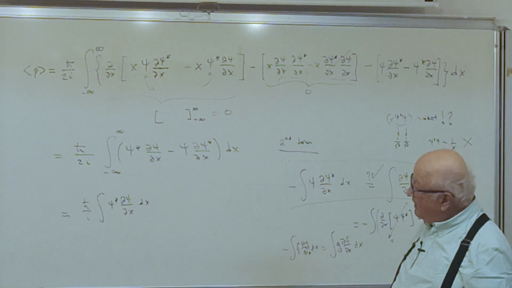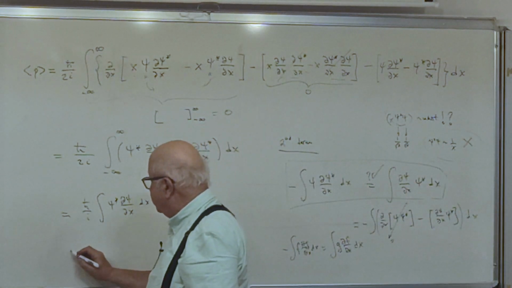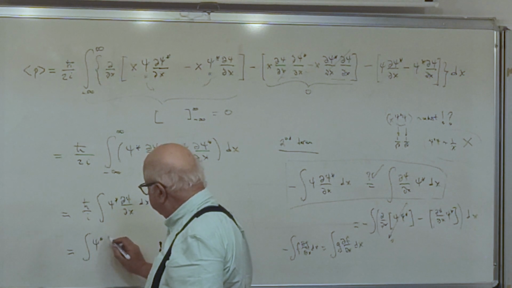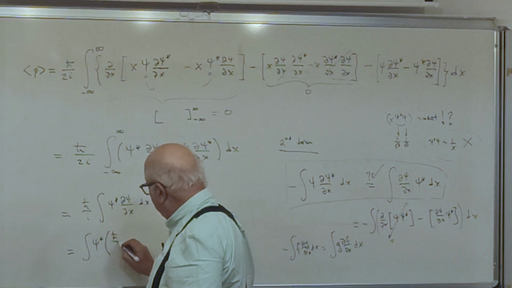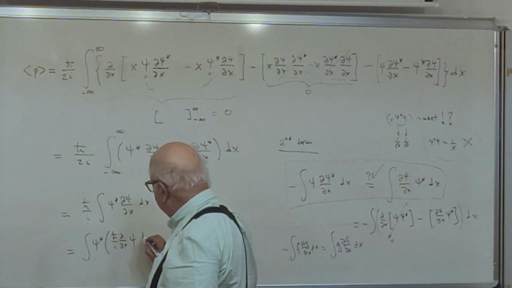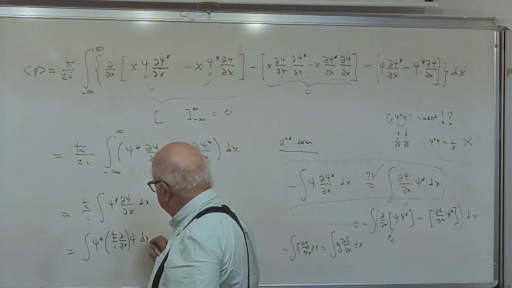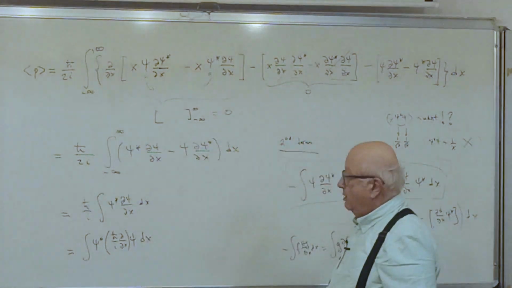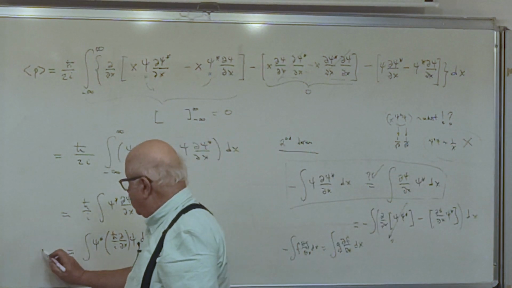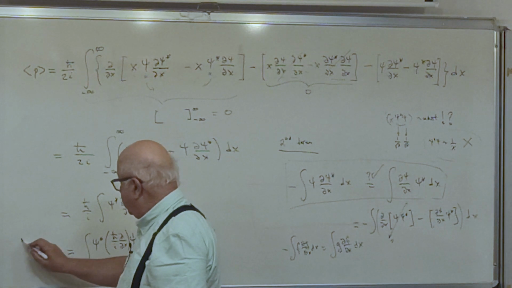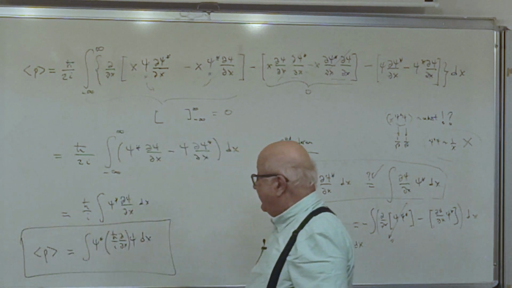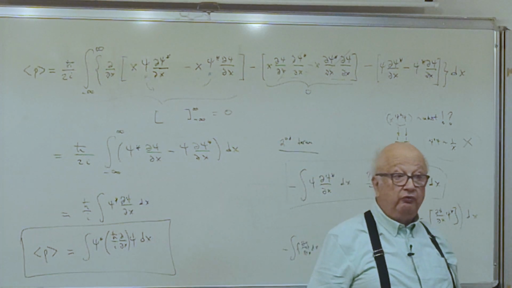Now we'll write this in the following form. We'll write this as psi star h bar over i del x psi dx. So let me write the left-hand side also and put this in a box. So this is the expectation value of momentum.